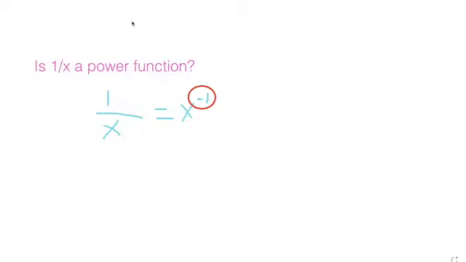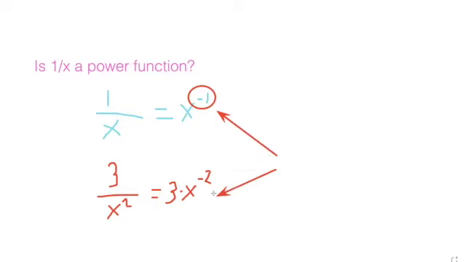So if I had 1 over x squared, like if I had 3 over x squared, that would be equivalent to, now the 3 is okay. The 3 is not unhappy where it is, but the x is. So 3 times x to the negative 2. Both of these would be examples of power functions that have negative exponents that may not look like it at first.